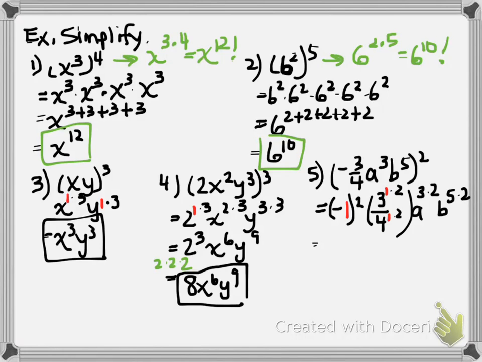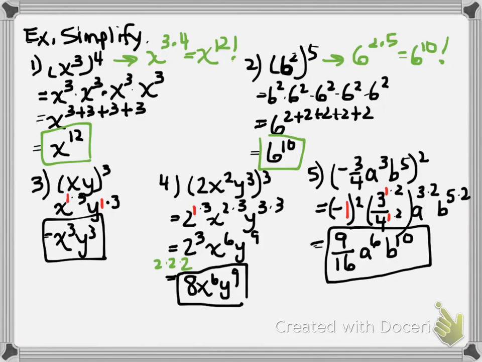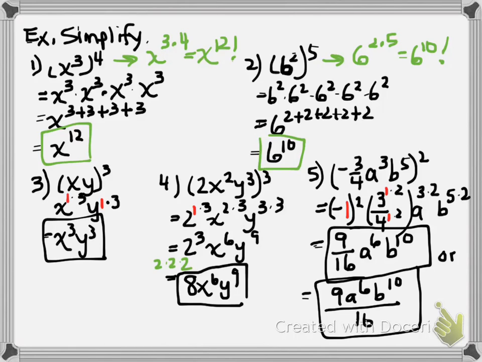A negative to an even exponent is a positive, so we get positive 1. 3 squared is going to give us 9. Remember, we have to multiply it out. 4 squared is going to give us 16. 3 times 2 gives us a to the 6th. And then b: 5 times 2 gives us to the 10th. So that's one way to write the answer. The other way is to write 9a to the 6th, b to the 10th, all over 16. So that is kind of an option when you have a fraction involved. Alright, let's keep looking at some more complicated problems.